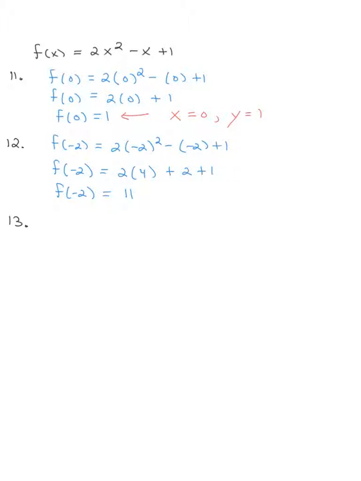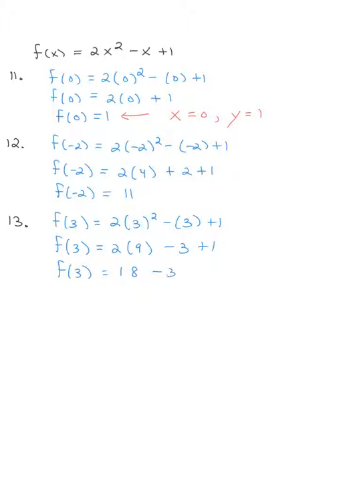In 13, we want f of 3. So f of 3 is equal to 2 times 3 squared minus 3 plus 1. This simplifies as 2 times 9 minus 3 plus 1. So that is 18 minus 3 plus 1. We will add and subtract moving left to right. So 18 minus 3 is 15 plus 1 is 16.